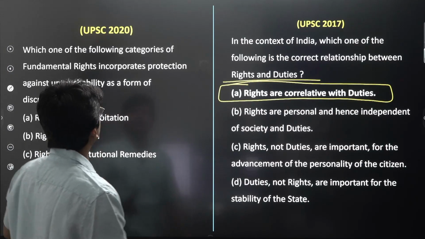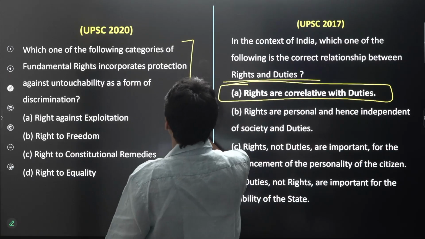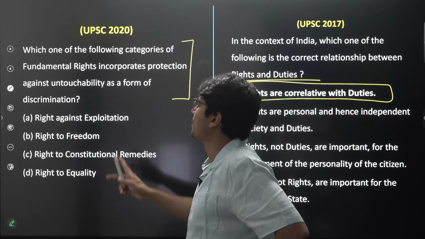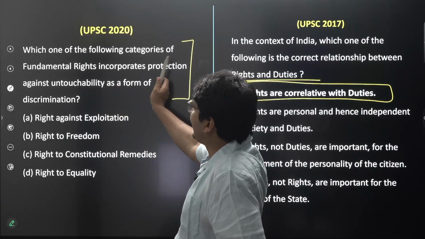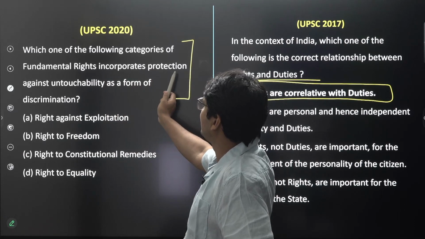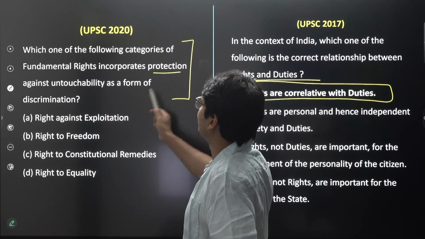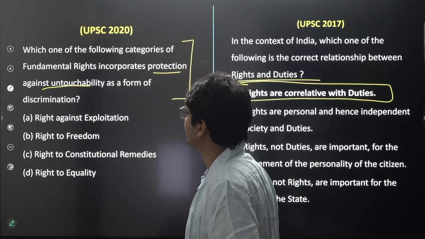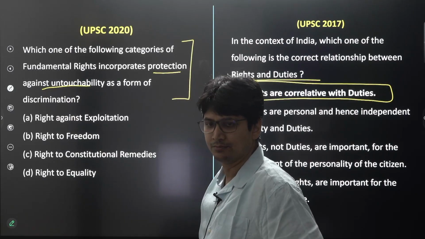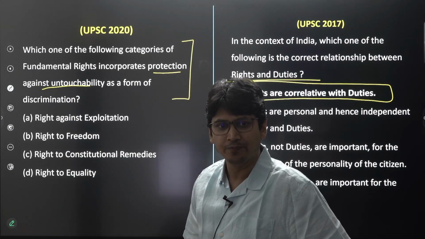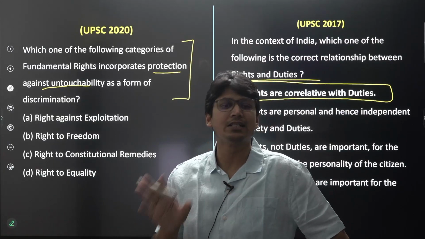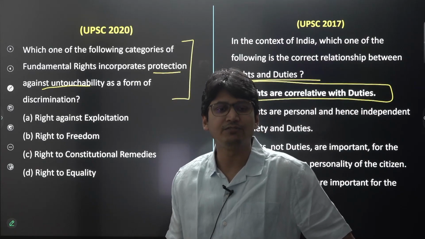And to this question, I would like you to just read this. As of now, just read this question. We will try to solve this. Which one of the following categories of fundamental rights incorporates protection against untouchability as a form of discrimination? Okay, what is the question? Which one of the following categories of fundamental rights incorporates protection against untouchability as a form of discrimination?